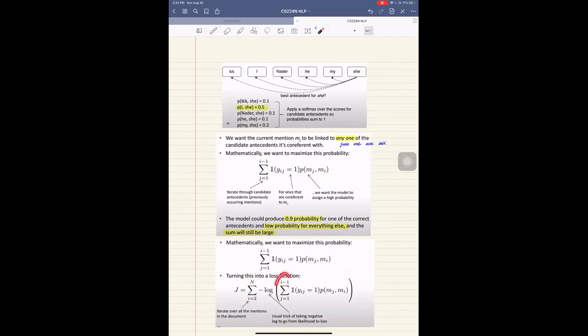For each mention here, we're going to loop through all the antecedents and try to find whether they're the true one or not, and find their pair scores. You can interpret this as logistic regression. It's actually the same as a logistic regression loss function. It's binary, either 1 or 0.